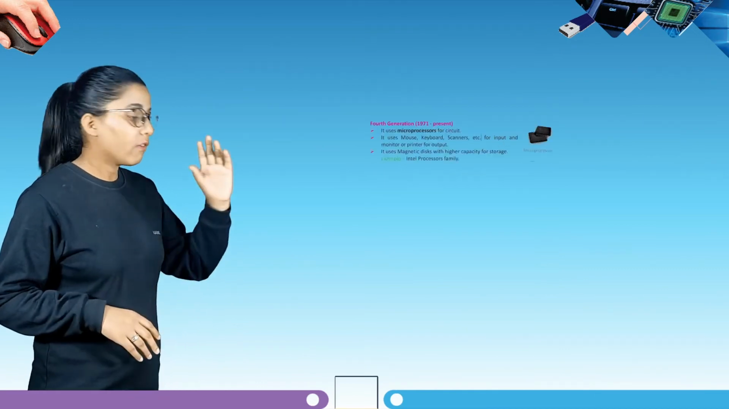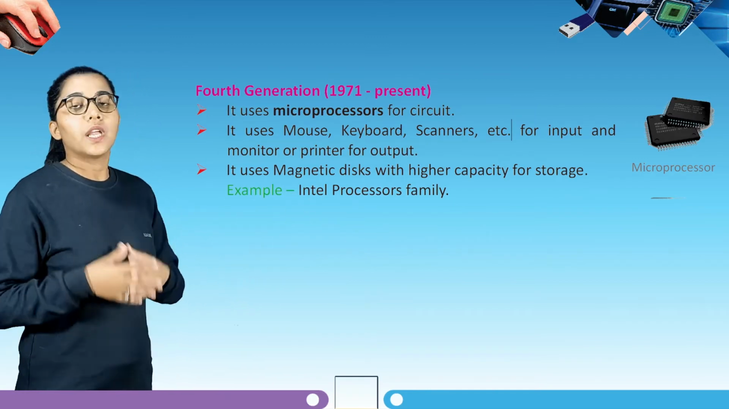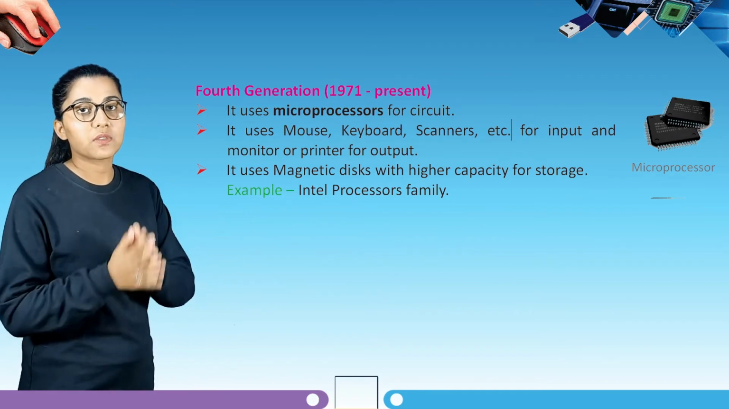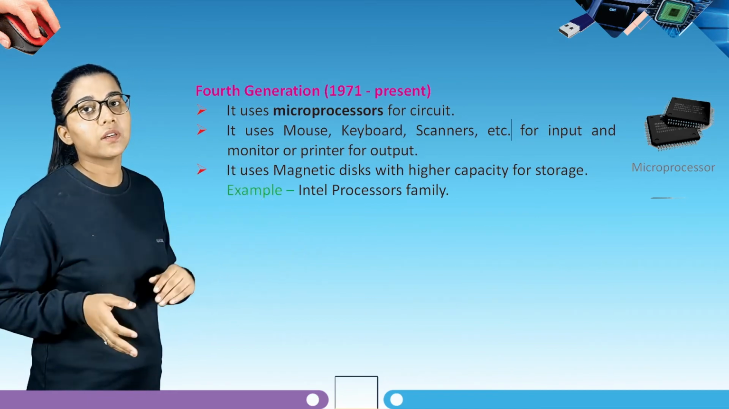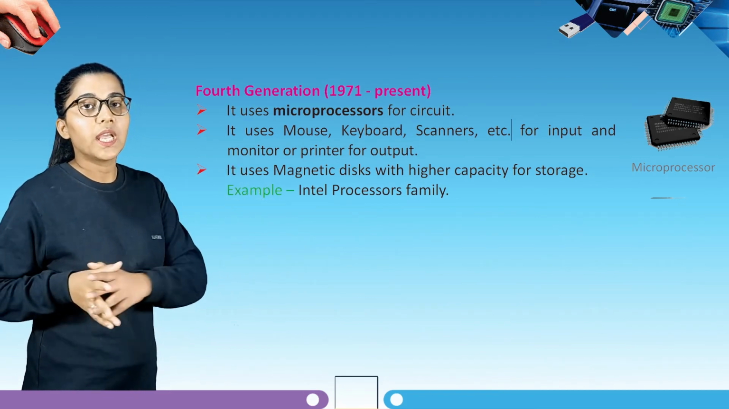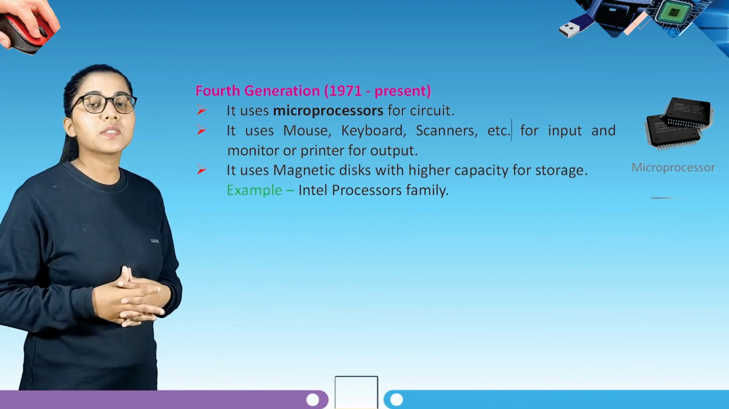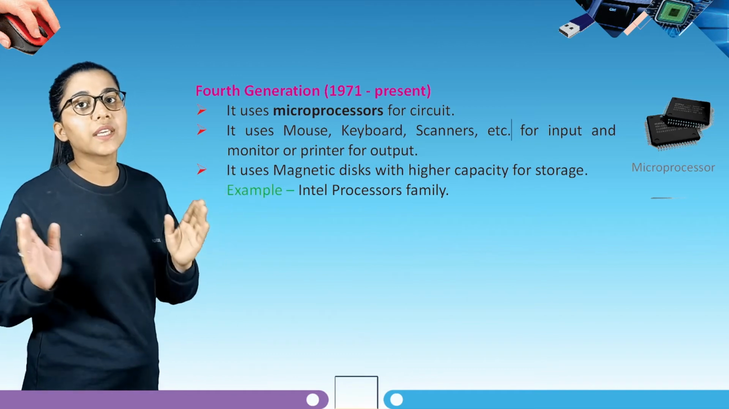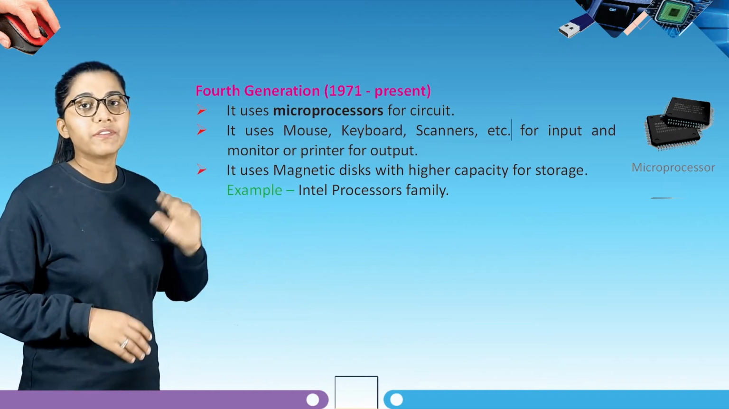Now we have the fourth generation from 1971 to present. It uses microprocessors for circuits. It uses mouse, keyboard, scanner, etc. for input and monitor or printer for output. It uses magnetic disk with higher storage capacity. For example, Intel processor family.